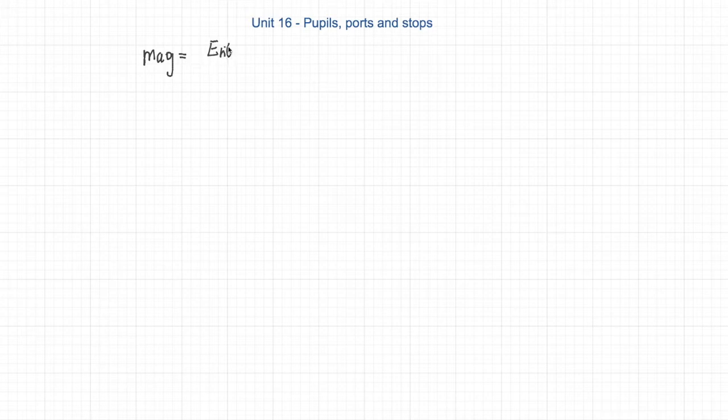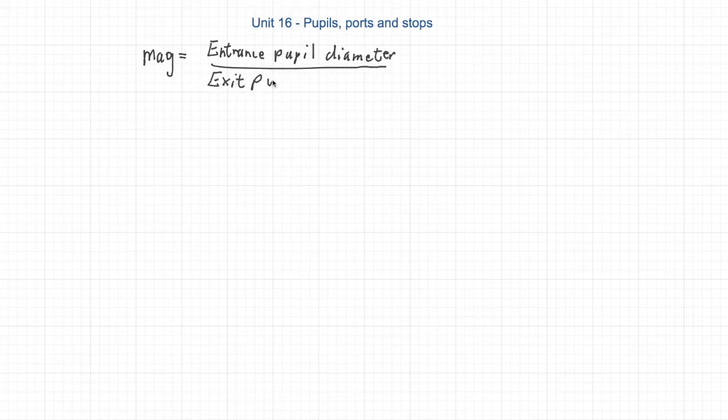So now that we've learned about entrance pupils and exit pupils, we can learn a new magnification formula for optical systems. Magnification equals the entrance pupil diameter divided by the exit pupil diameter. How quaint.